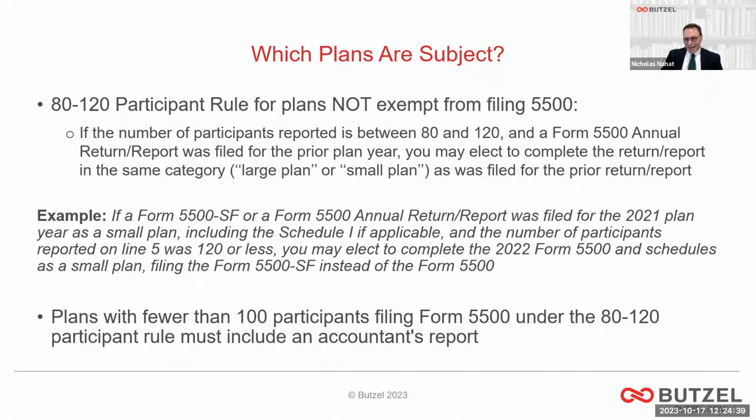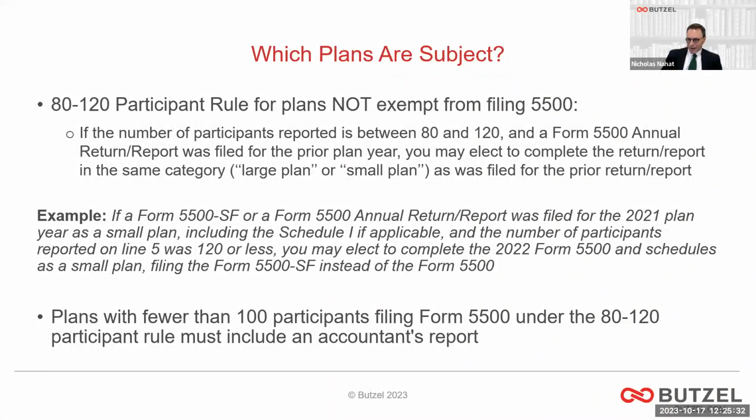This helps mitigate the burden, especially for plans that might be fluctuating between that boundary we described earlier of being a small plan versus a large plan. So this rule allows plans with between 80 and 100 participants as of the first day of the plan year to file the Form 5500 in the same category, that is large plan or small plan, as indicated on the prior year Form 5500 filing. And again, it's that number of participants that dictates whether you have a large or small plan. And there's a nice example here of how that might work.